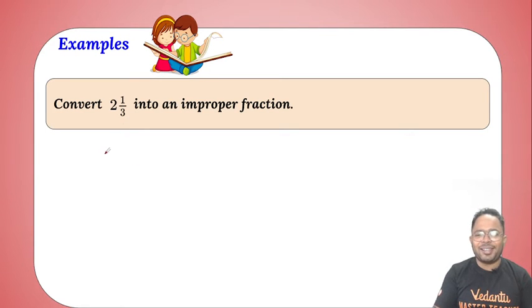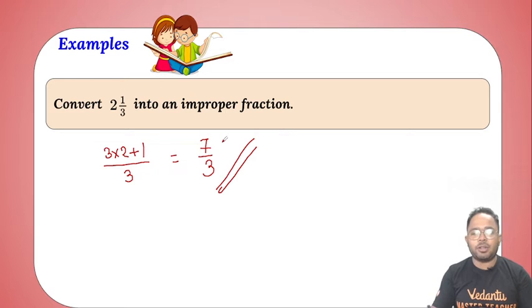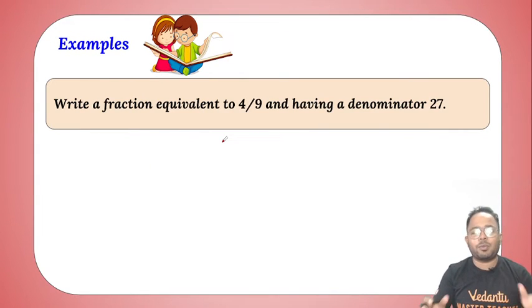So if your answer is, क्या होगा? 3 2s are 6. Okay, 3 multiplied by 2. As I said, the denominator gets multiplied with the whole number. 3 into 2, 6 plus 1. 3 into 2 plus 1 divided by 3. That is 7/3. This is your improper fraction. Let's move on to the next question.